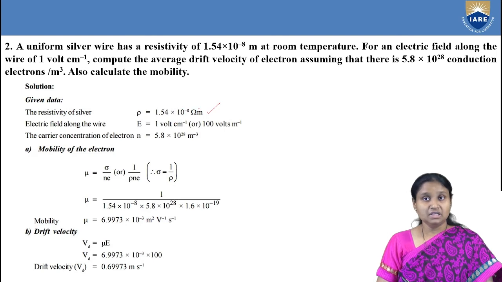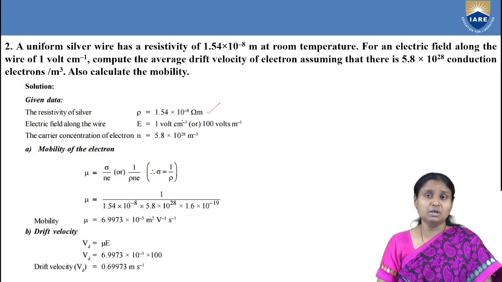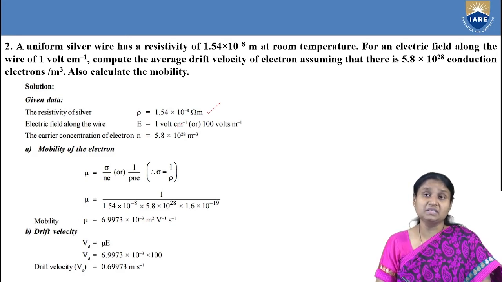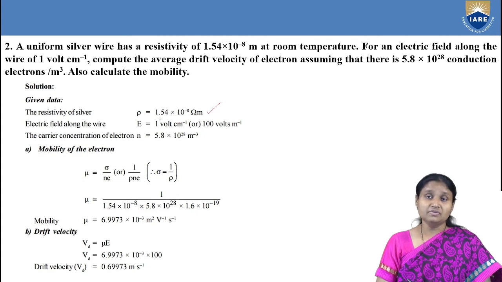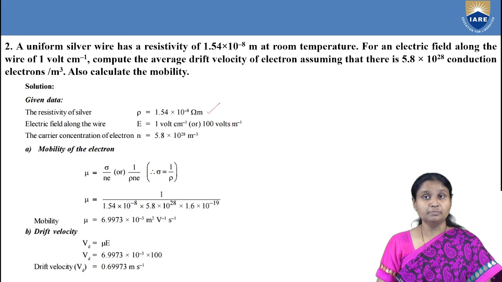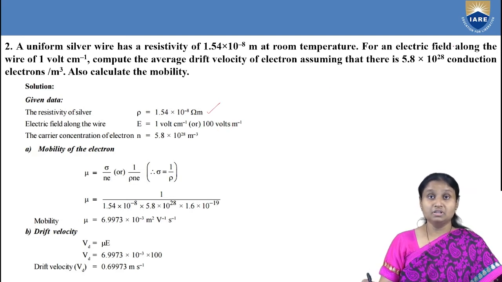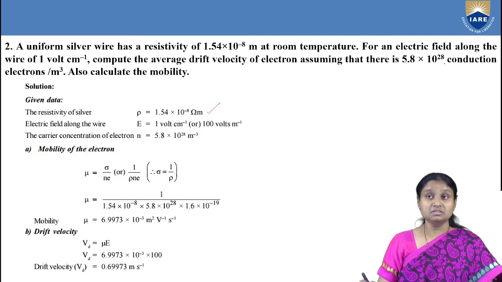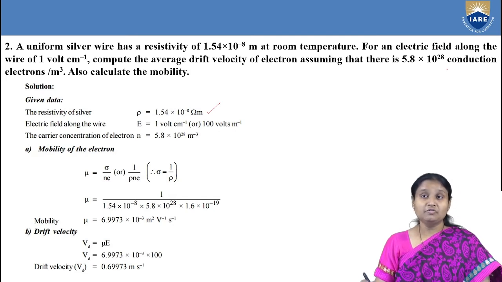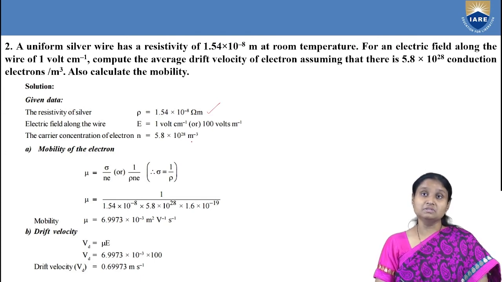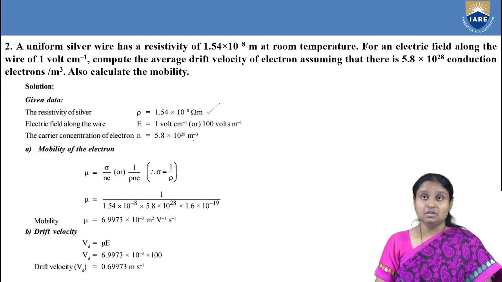But here the resistivity is given in terms of meters, so we are going to convert this electric field to meters. We know that 1 centimeter is 10 to the power of minus 2 meters. So after conversion, the value of the electric field becomes 100 volts per meter. And apart from that, we were given the carrier concentration, the number of conduction electrons present: 5.8 into 10 power of 28 electrons per unit volume of material.